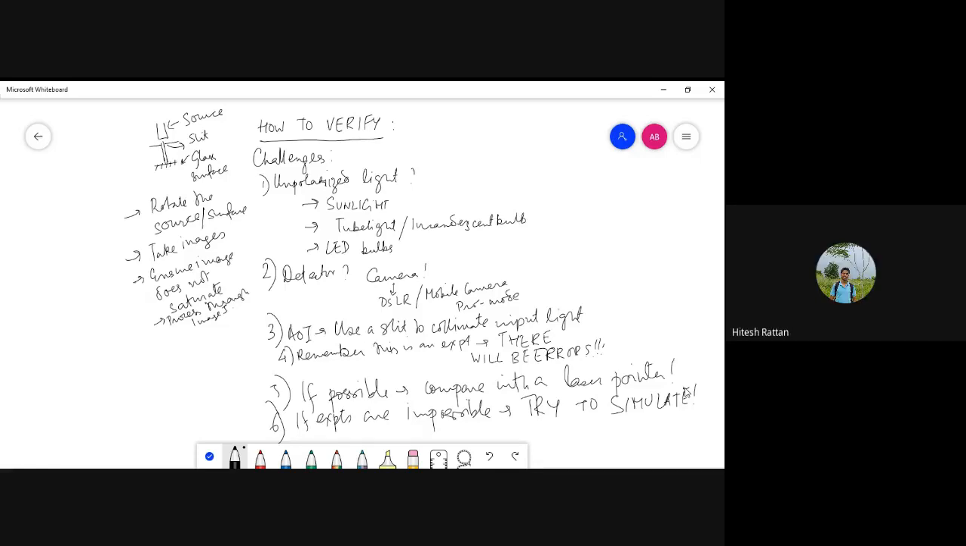Yeah, for the laser pointer, we have a theoretical relation, so that we can compare. But for the unpolarized light, we don't have any. No, if you use glass, it is not theoretical. You will see no change.